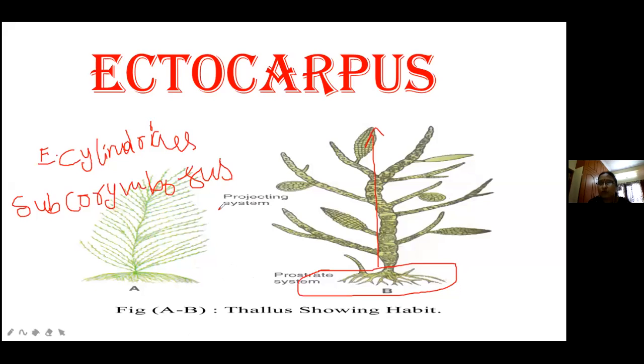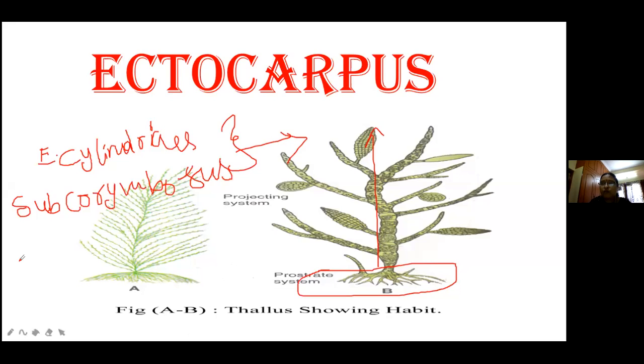The prostrate part is well developed. These two species, which part is well developed, girls? The prostrate part is well developed. In the species Ectocarpus tomentosus, I told you already, through few filaments arise from the prostrate portion.